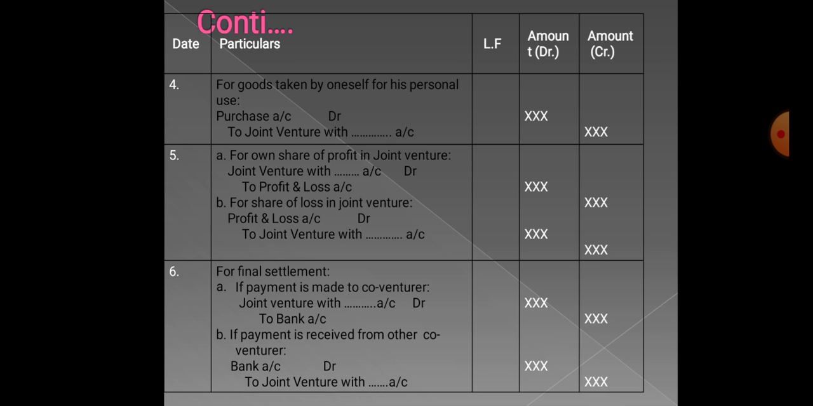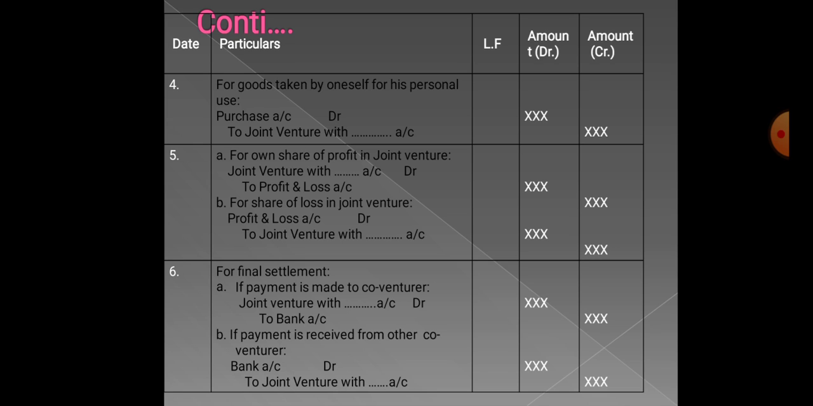Now coming to the fifth entry, for own share of profit in joint venture. If he has to get the profit from joint venture, then the entry will be joint venture with so and so account debtor to profit and loss account. And if there is loss on joint venture, then we have to reverse the entry, that is profit and loss account debtor to joint venture with so and so account.